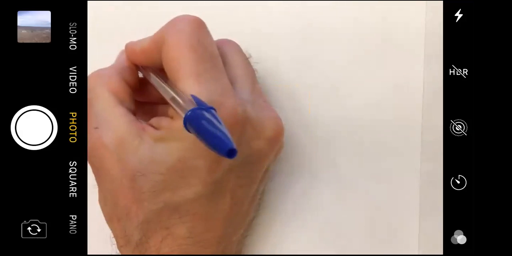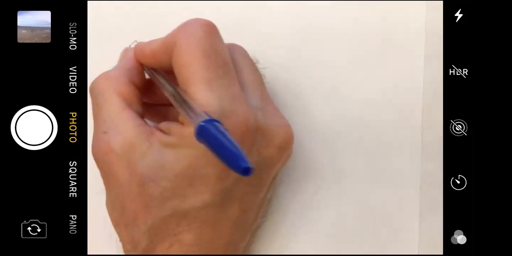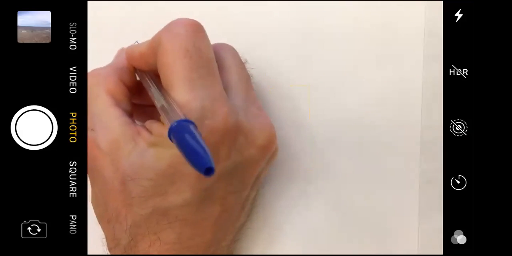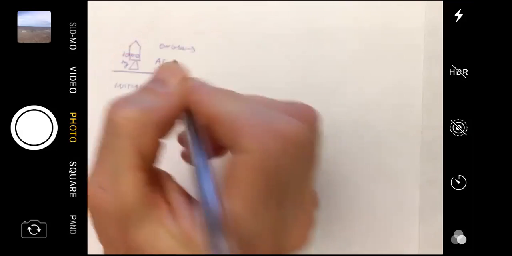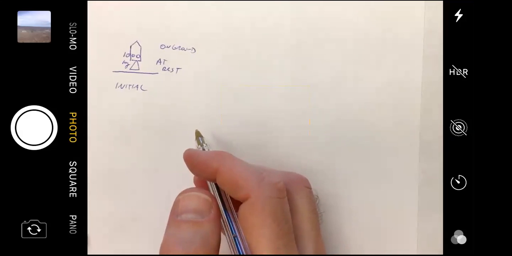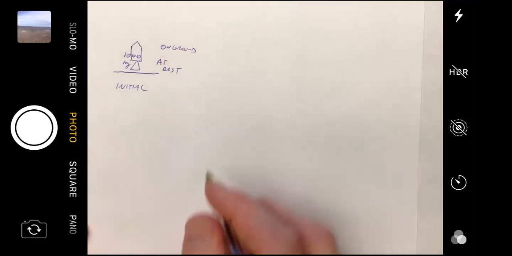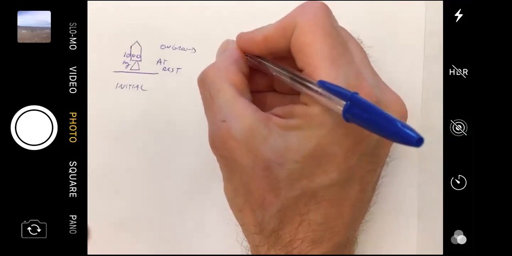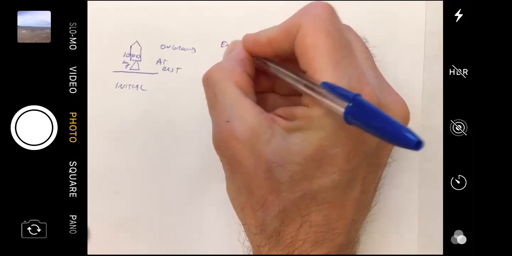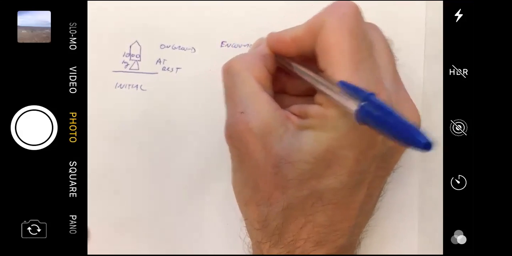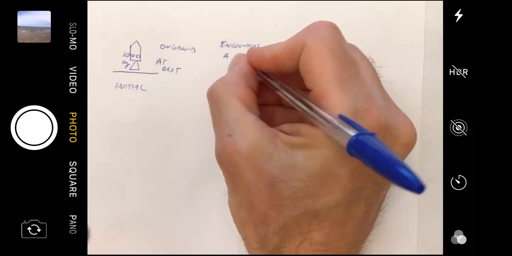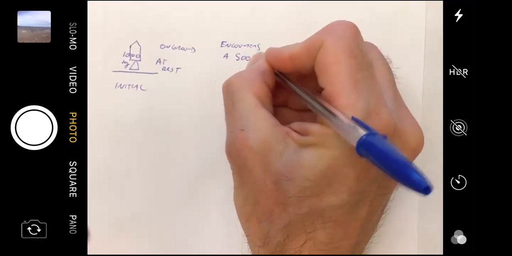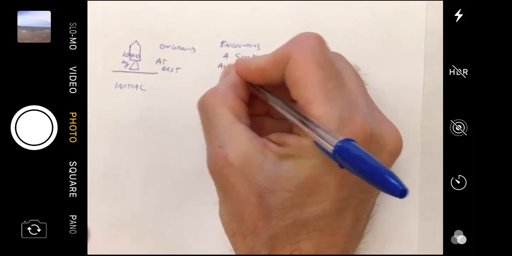Okay, so we're at rest, we're on the ground, and let's do this in terms of this being a 1,000 kilogram rocket. All right, and we fire the rocket off. As it travels upward, it encounters a 500 Newton air resistance force.